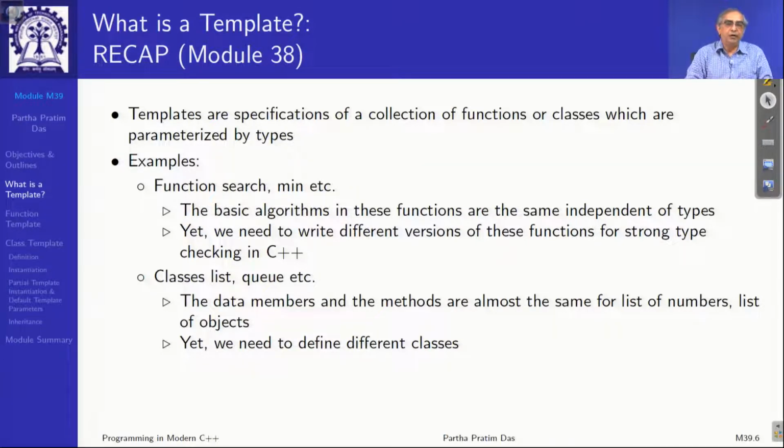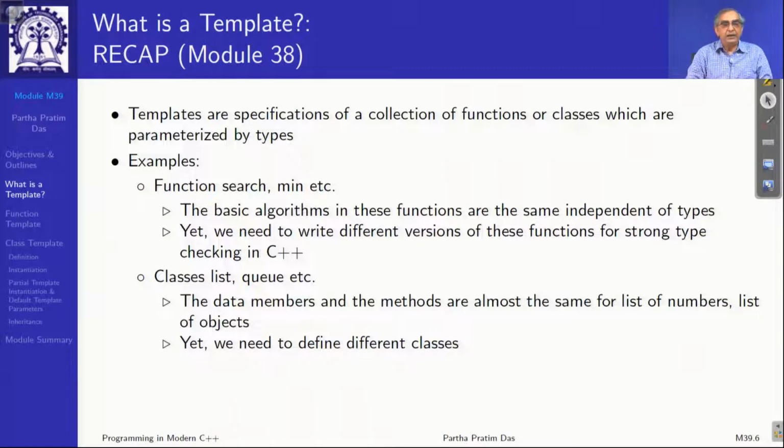Functions are what you have already seen, which are parameterized by type, not like normal functions which are parameterized by value. This is useful for functions which generically have a common algorithm like search, finding minimum, finding maximum, sorting and so on, but we need different versions of those functions implemented for various element types because of the strong type checking in C++.